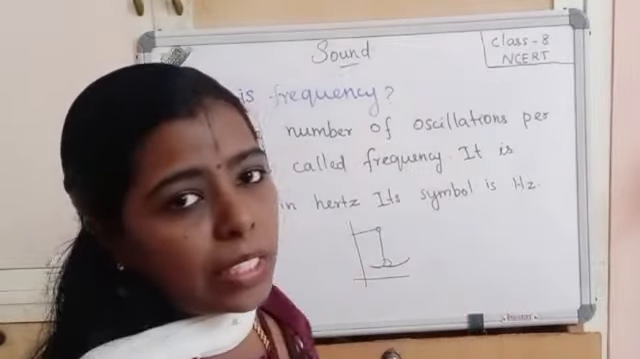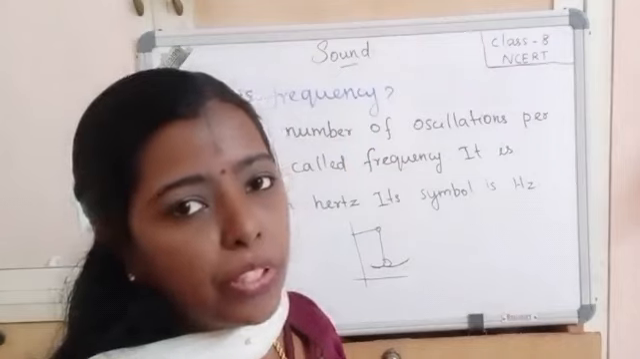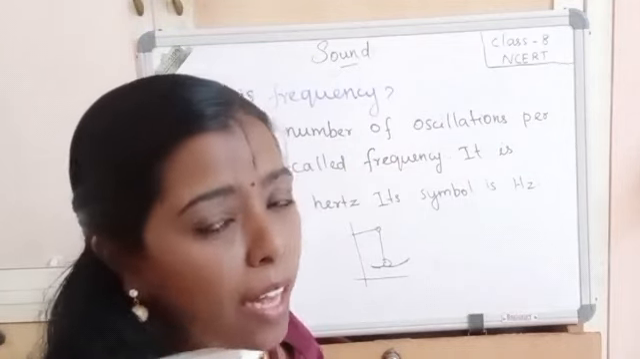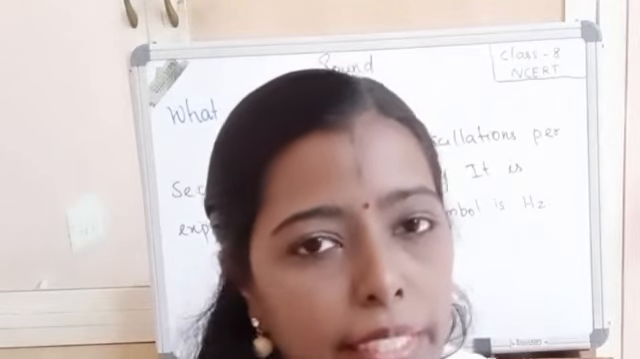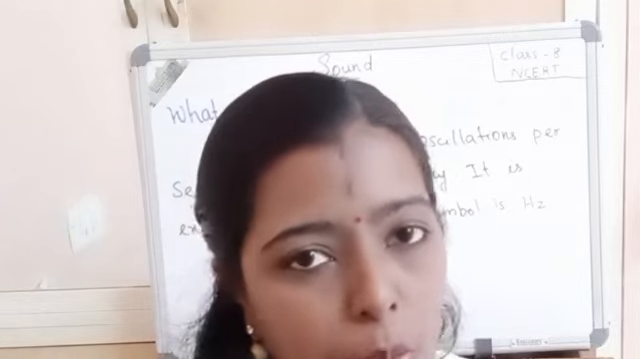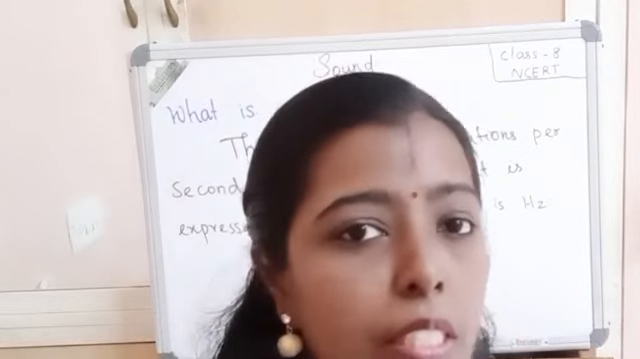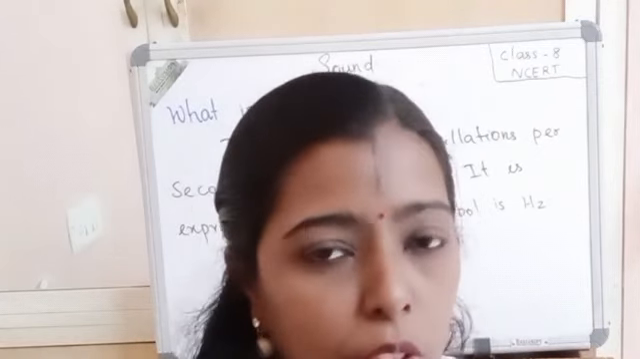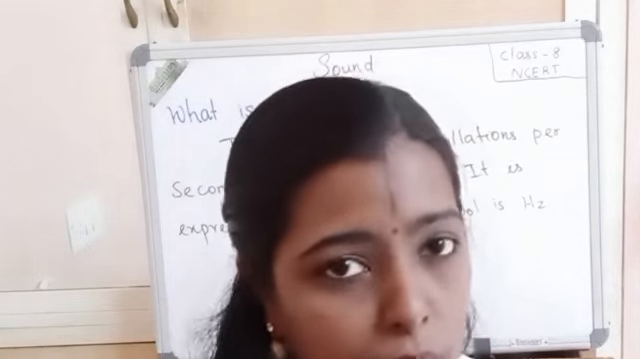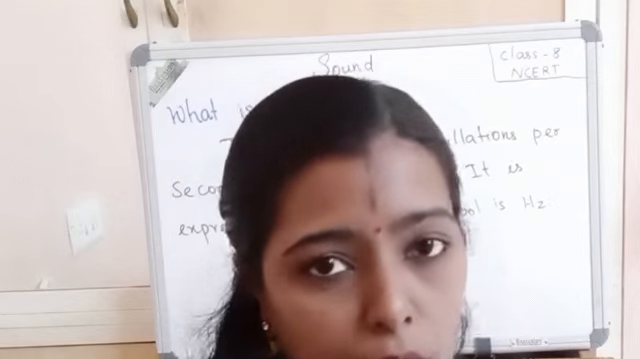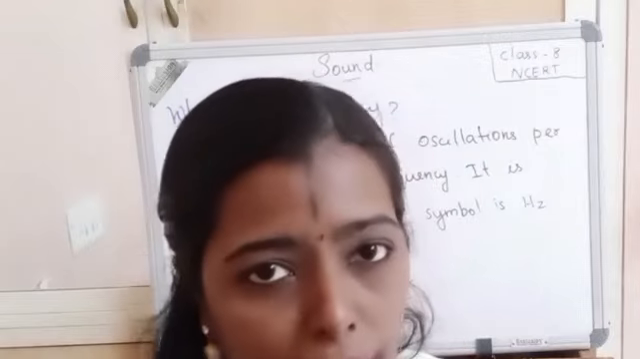It is expressed in hertz and the symbol is Hz. That means the unit of frequency is hertz. For example, if an object oscillates 20 times per second, what is its frequency? Its frequency is 20 Hz, because the number of oscillations per second is called frequency. The object oscillates 20 times in 1 second, so the frequency of that object is 20 Hz.